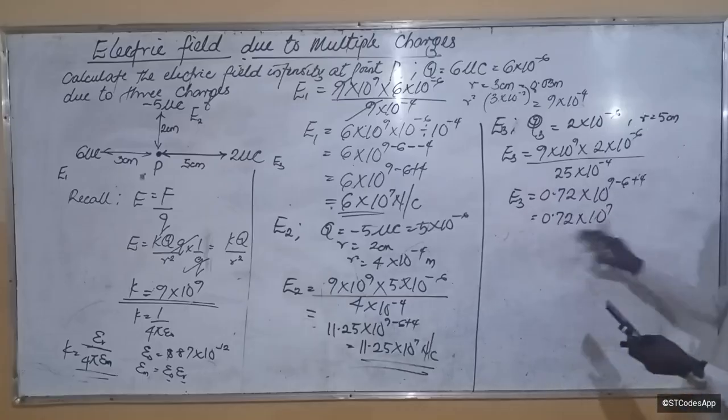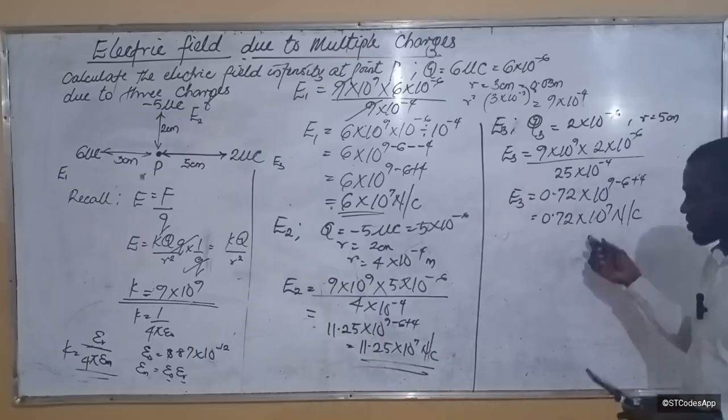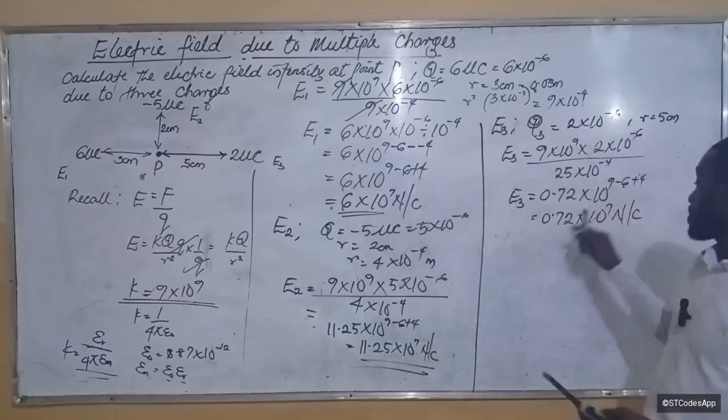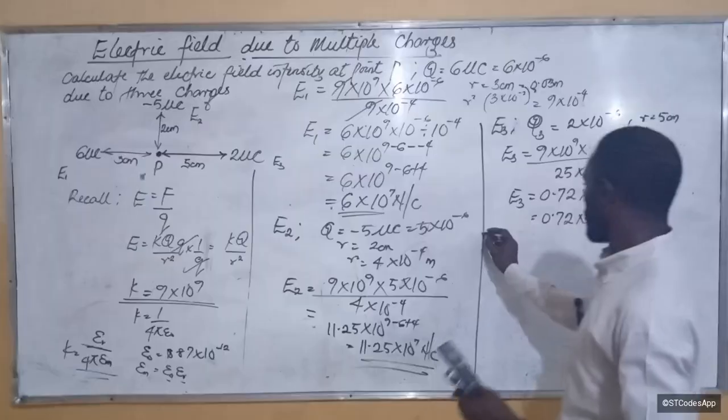Now you can decide to leave it this way if you want to, for the purpose of making your work easy, because they have the same powers: 10 to the power 7, 10 to the power 7, 10 to the power 7. Exactly. You will soon understand now.